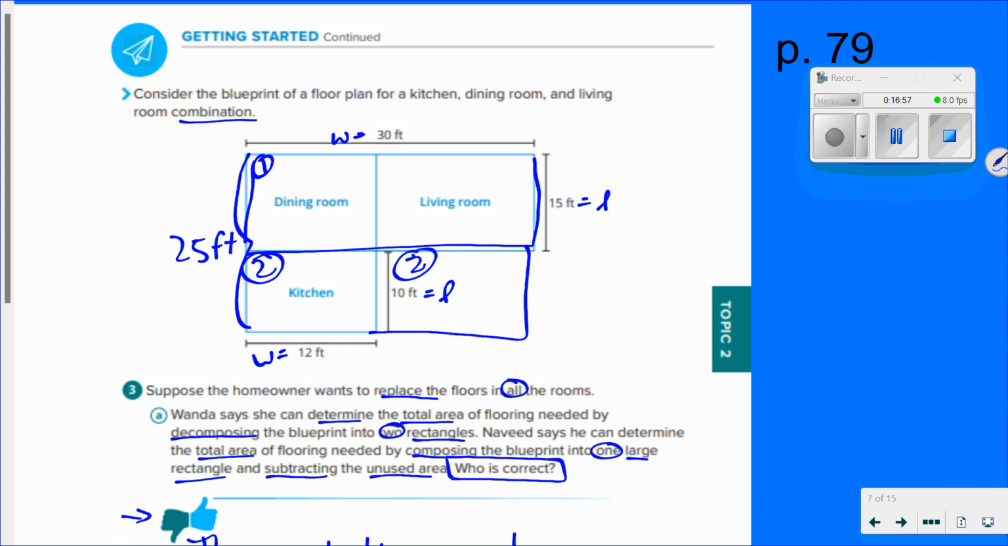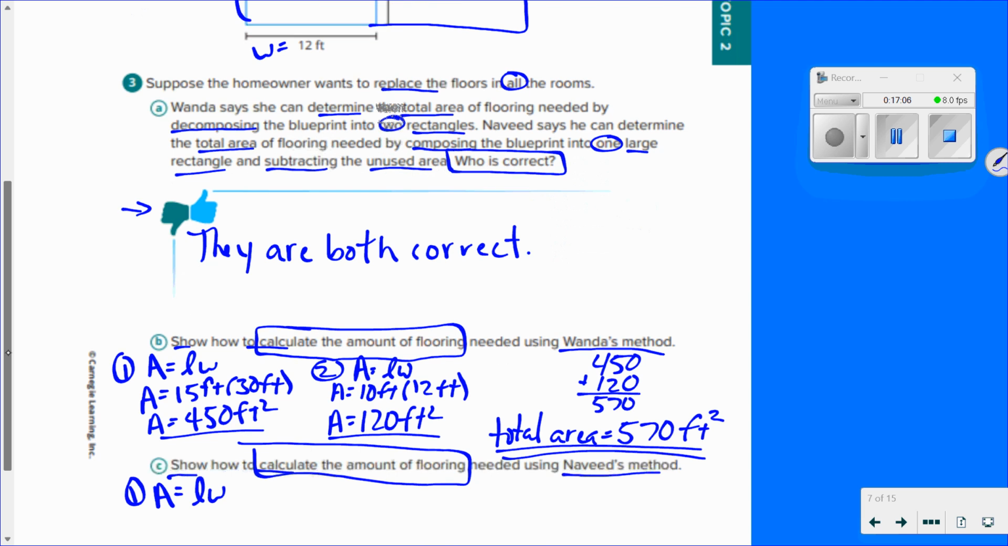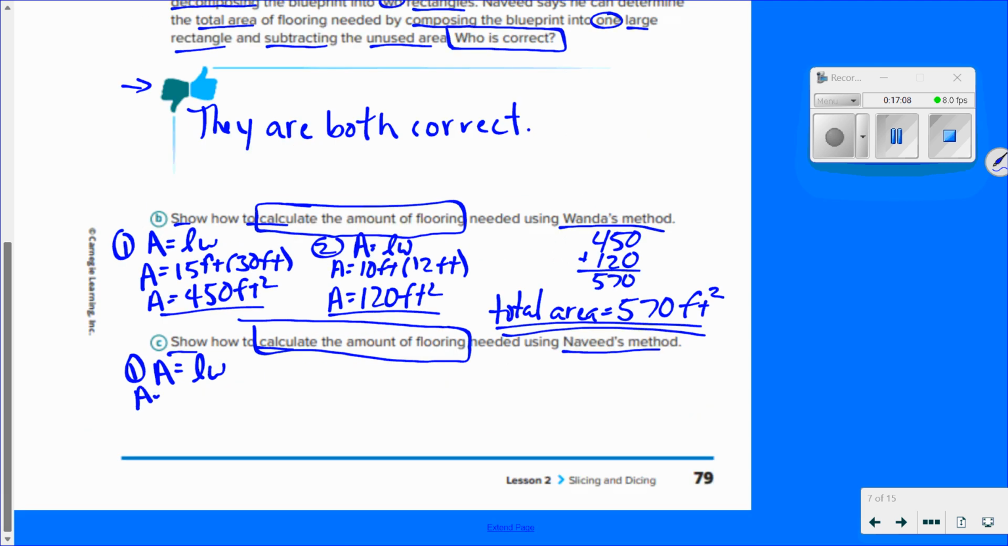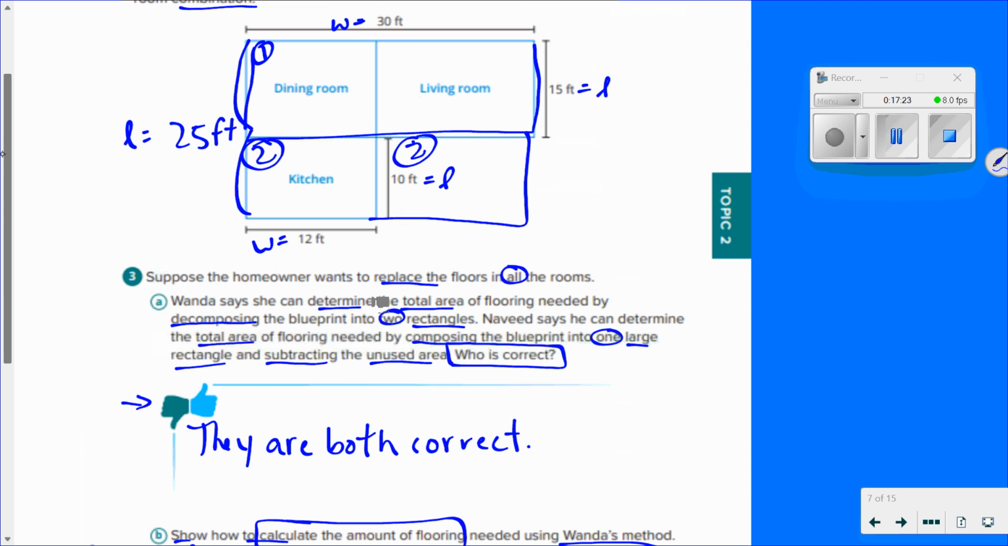Make sense? So I'm just going to keep the W, meaning this is now our length. So I have a width of 30, a length of 25. So I go back to my formula, and now I put the numbers in. 30 feet times 25 feet gives me 750 square feet.